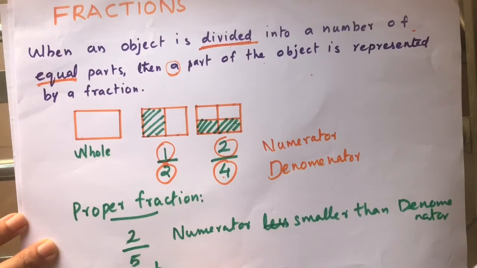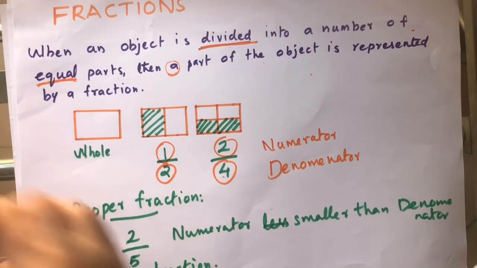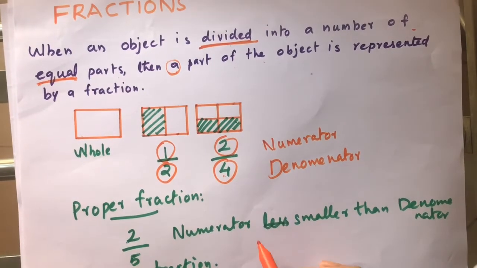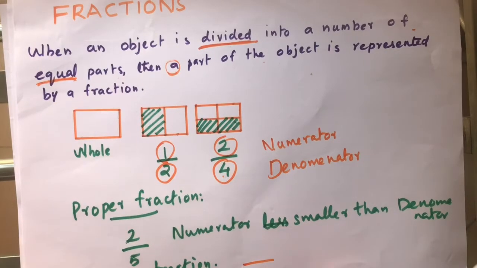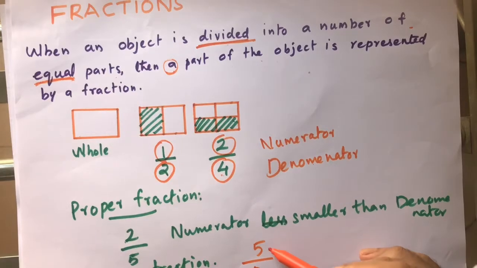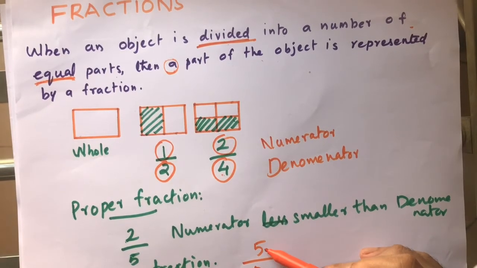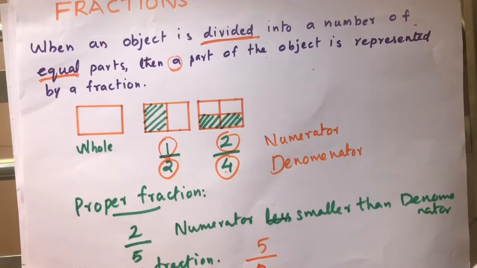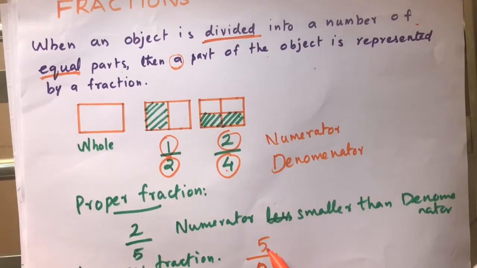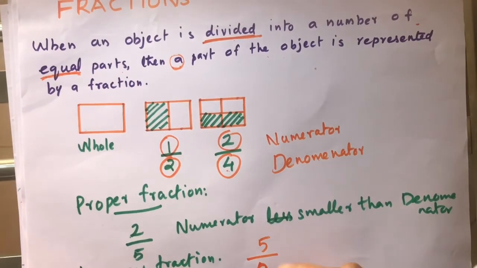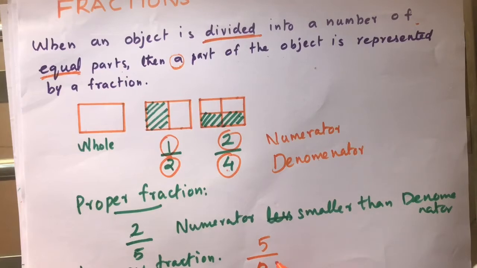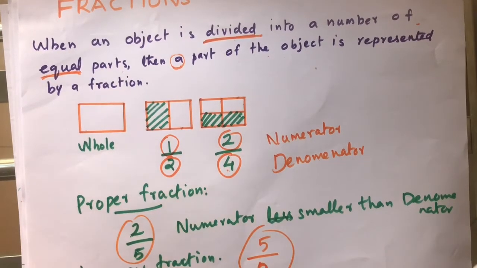So it's proper. And then improper fraction. Improper fraction is just the opposite. When the numerator is bigger than the denominator, the opposite one, 5 by 2. Here the numerator is bigger than the denominator, so it's improper. It's not proper. 2 cannot hold 5. So this fraction is called an improper fraction, and 2 by 5 is a proper fraction.